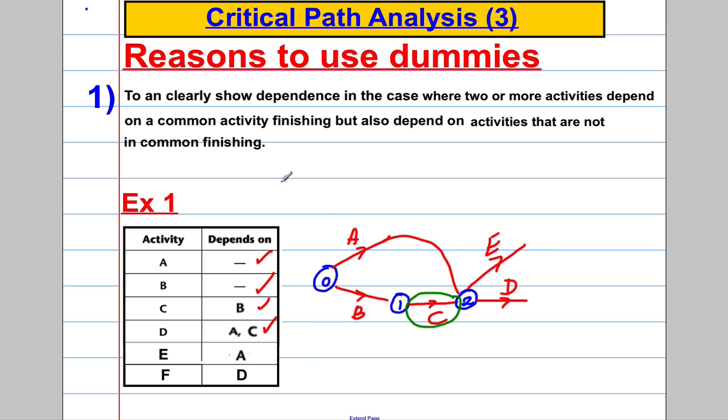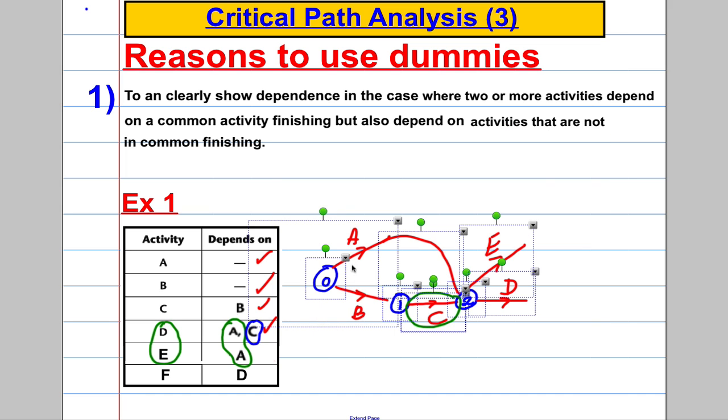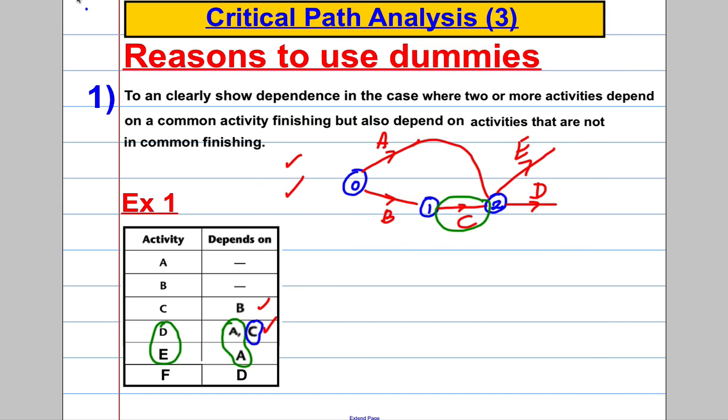So what the problem is here is that you've got two activities, D and E, and they both have a common activity which they depend on, but D also has an activity that is not common to them. So for example, E depends on A, but does not depend on C. That's the reason you'd introduce a dummy in this case, to make that clear. So this is my mistaken one, so let me just put that up here. Let me show you what it would look like when I sort it out.